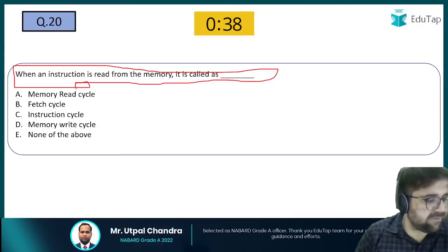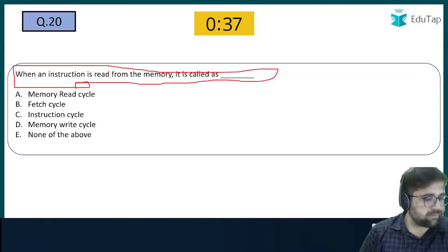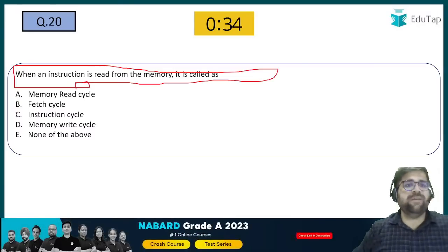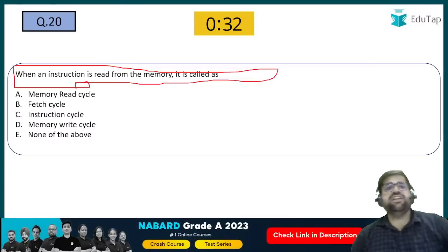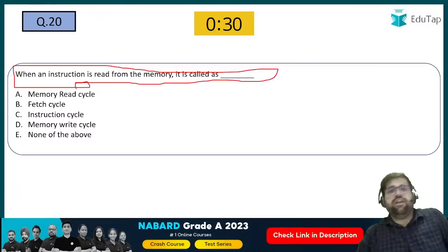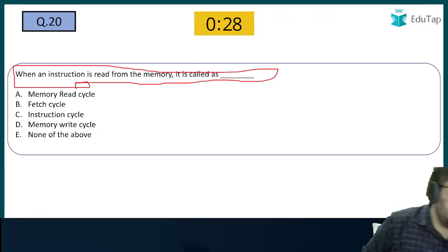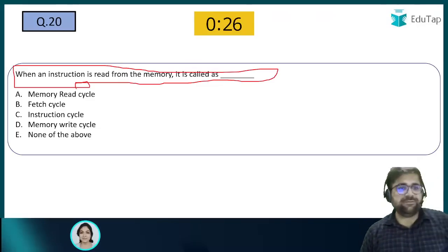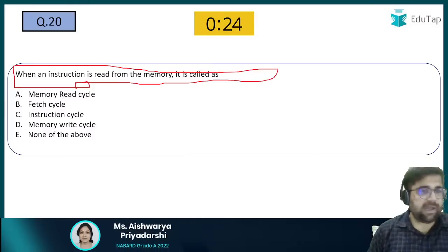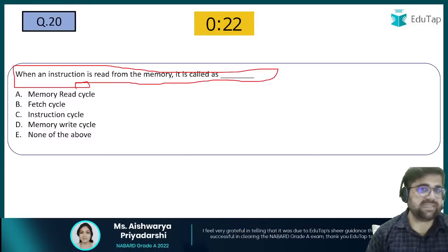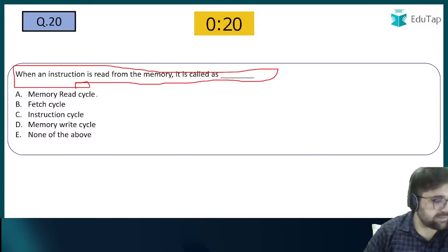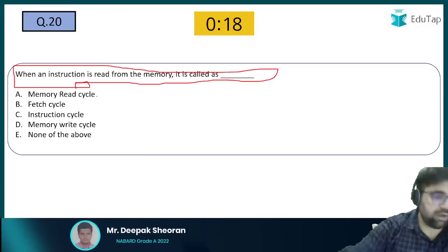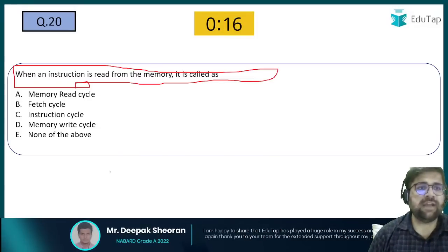Question number 20, my friends. When an instruction is read from the memory, it is called as what? When you are reading instructions, come on, I need the answer. Memory write cycle, maximum of you are going for memory write cycle. Is this the correct answer? No, D is not the correct answer. I give you one another chance to answer it.